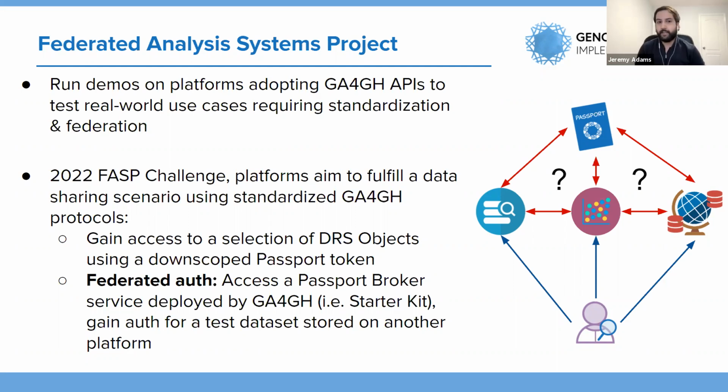So we plan to have the starter kit participate as one of the data platforms in this 2022 challenge, and give anyone the tools needed to run through the challenge themselves and take the lessons learned back to their home organization and their own implementations that they're working on. We're even considering a novel use case, which we're calling Federated Authorization, a federated auth component to the challenge, in which passport visas from a GA4GH maintained passport broker deployed by the starter kit would be needed to gain access to a synthetic test data set stored on a different platform.